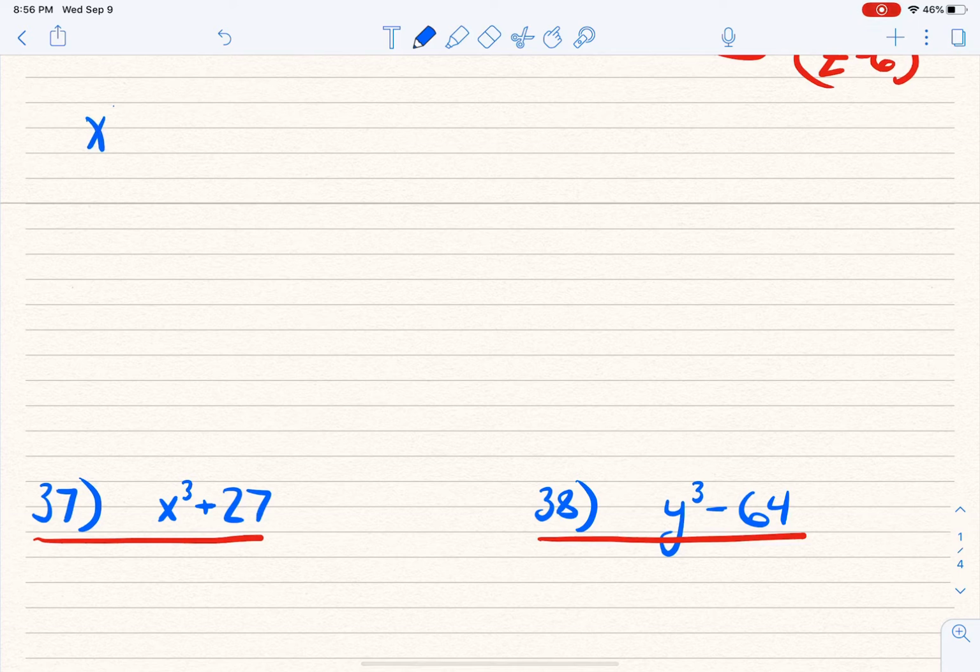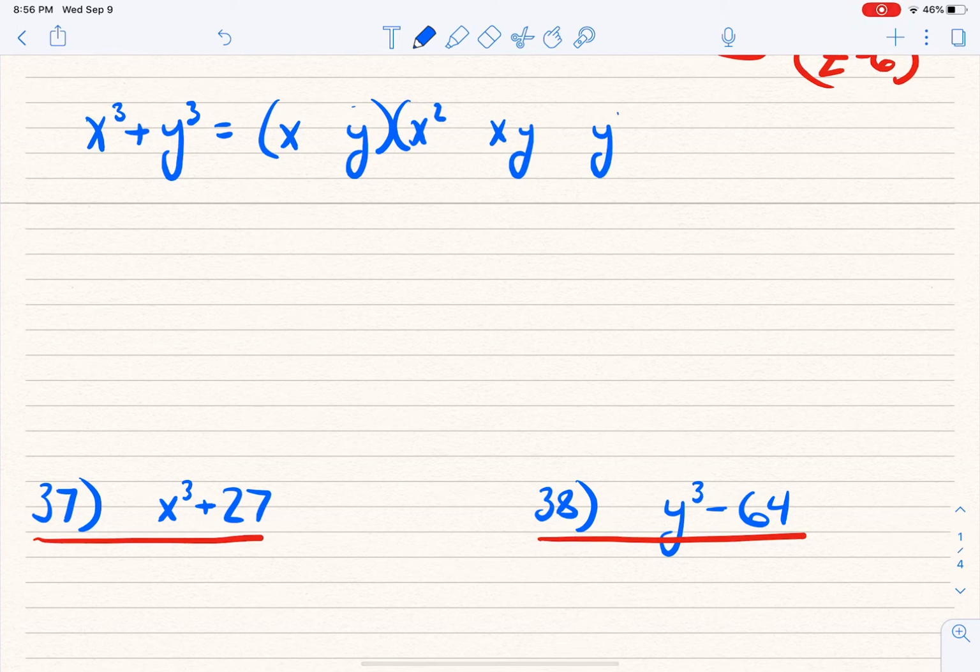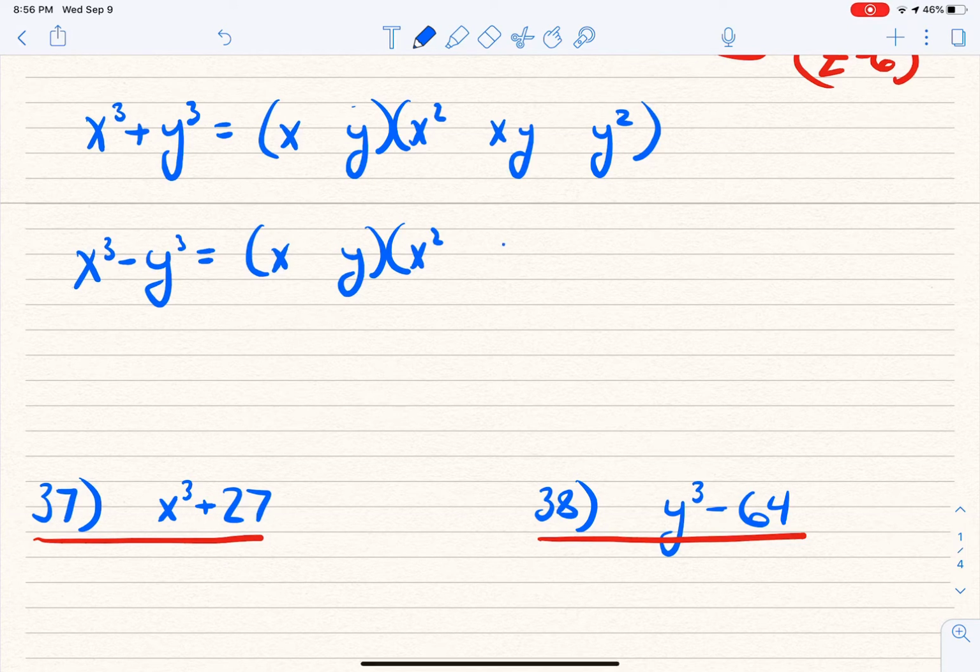So if I had x cubed plus y cubed, you go, well, what would that equal? Well, I know that I'd have x, y, x squared, x times y, y squared. Let's say I don't even remember any signs. And it could be x cubed minus y cubed, and it would still be x, y, x squared, x times y, y squared. And so how do I remember the signs?